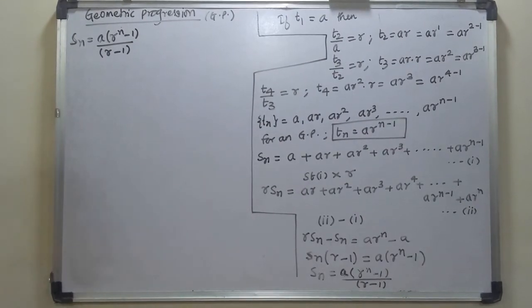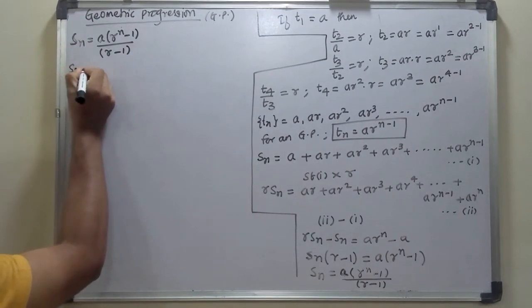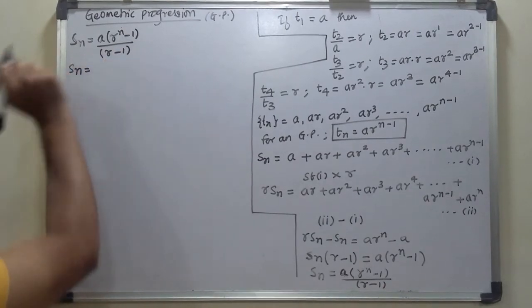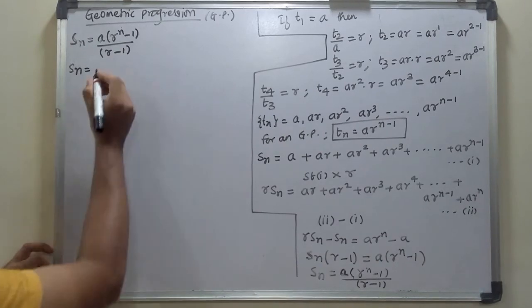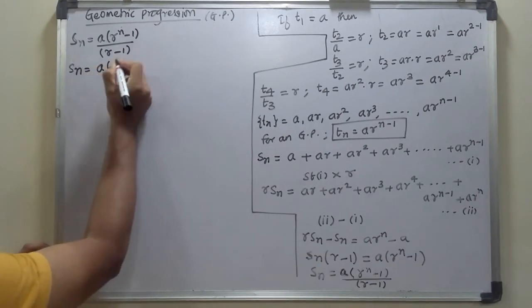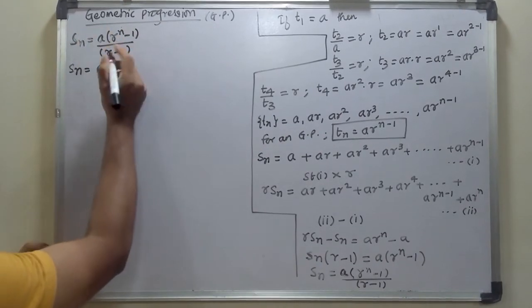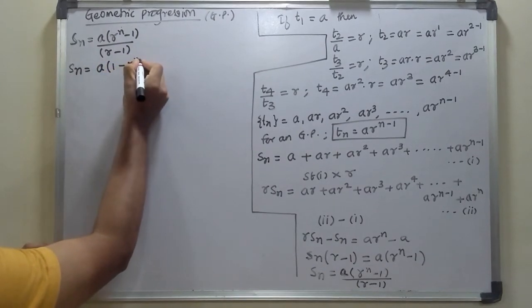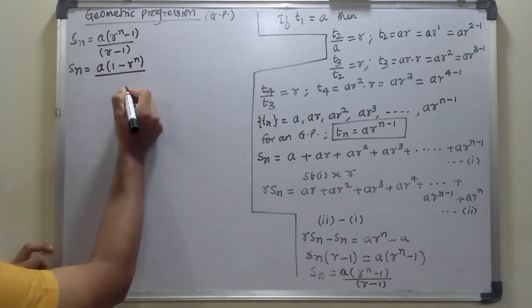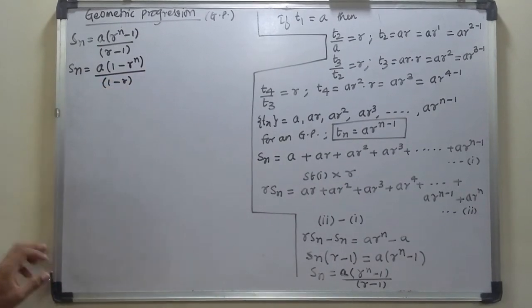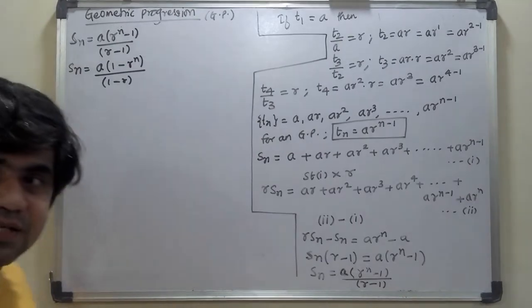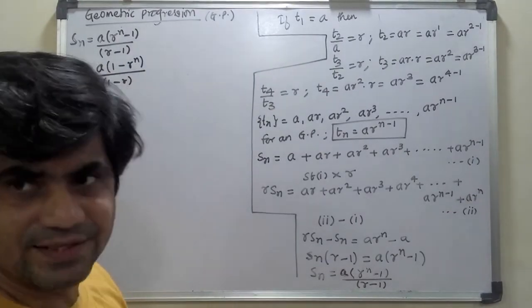Okay, now you can get one more thing over here. I am showing you this Sn. If I take the minus sign common, or multiply by minus 1 up and down, what I get here is a, and when I multiply by minus, this will become 1 minus r raised to n upon 1 minus r. Agreed? So these are two formulas which will be used in two different cases.